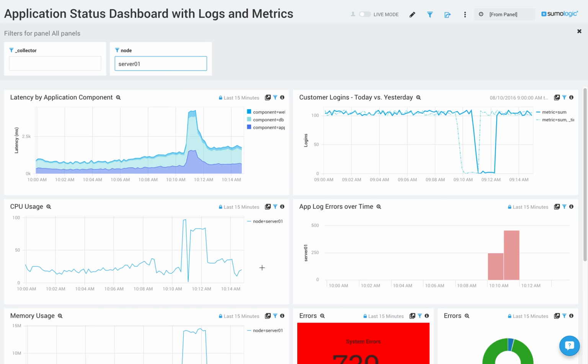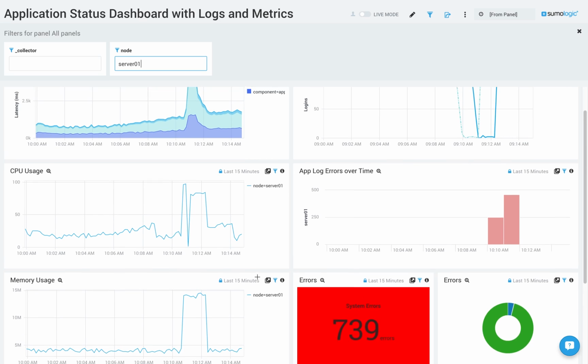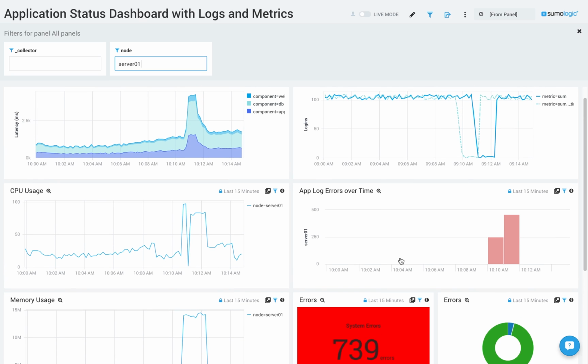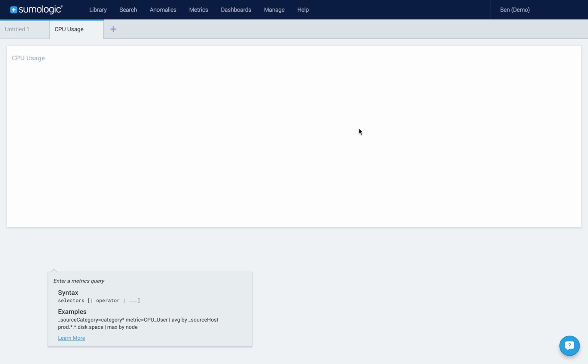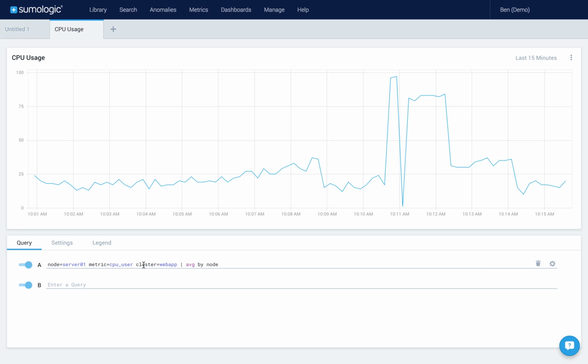The logins dropped to zero. There was a big burst in CPU and memory usage as well as a bunch of errors. I think I found the system that's the problem. So now I'd like to drill down into CPU usage for server 01.